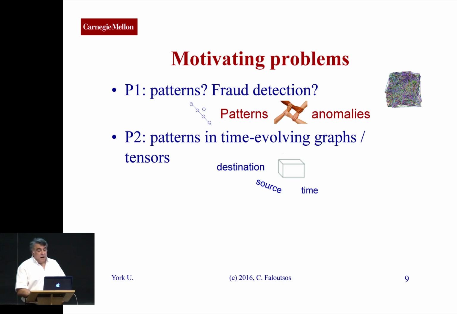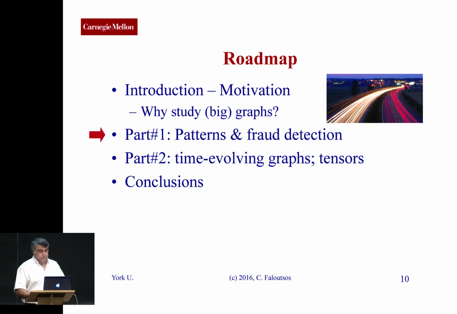And for time-evolving graphs, we have a source, destination, and then time. So we have a bunch of adjacency matrices stacked one after the other. Technically, this is called a tensor. How do we find patterns given tensors? Let's go to the first part. How do we find patterns in static graphs?